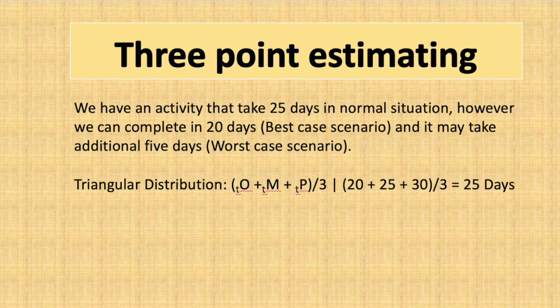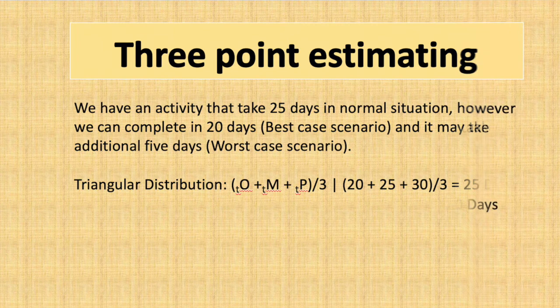So say we have an activity that takes 25 days in normal situation. However, we can complete it in 20 days, best case scenario, if everything is in our favor. And it may take another 5 days in worst case scenario, like if something happens that is not in our control. How can we estimate duration for this activity? We take the average of all three scenarios, 20 plus 25 plus 30, divided by three, so it will become 25 days. So we will consider 25 days as normal duration to complete this activity.